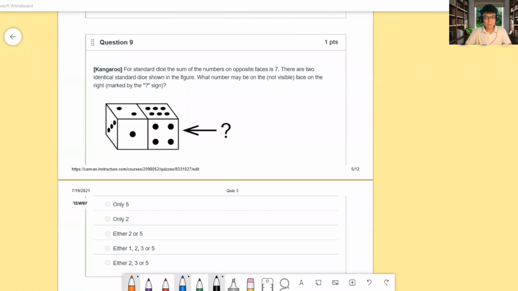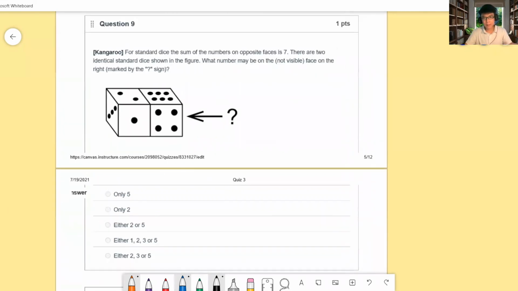Question 9. For standard dice, the sum of the numbers on opposite faces is 7. Here we have 2 identical standard dice. What's the number on the face marked by this question sign? Okay, let's decide the distribution of numbers on each die, but they are identical, so they have the same distribution. Let's first consider the left die. On this die, we know 3 faces, and basically we determine all 6 faces because the sum on opposite faces equals 7. On the top, we have 2.